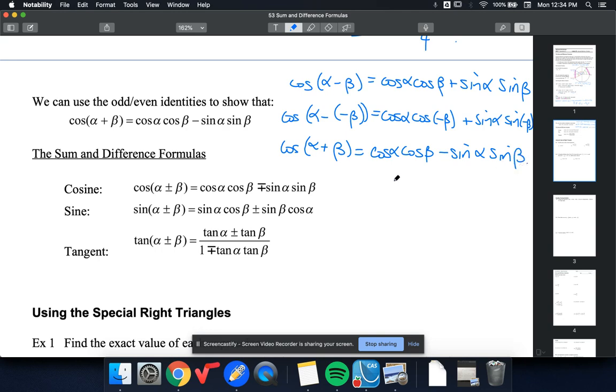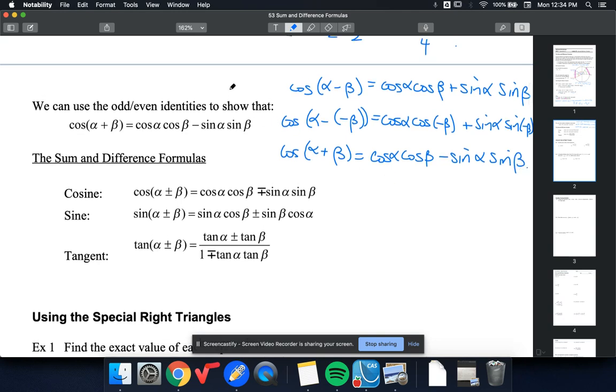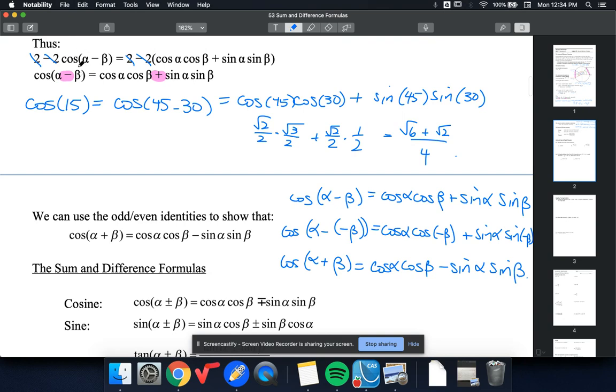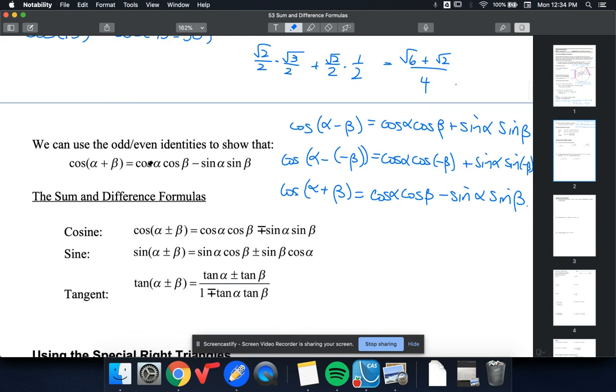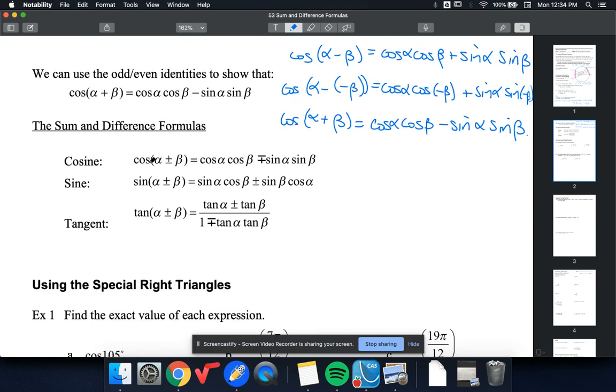We often shortcut this rule and this rule into one line, and we say cosine of alpha plus-or-minus beta is cos alpha cos beta minus-or-plus sine alpha sine beta. Notice the signs flip. When it's plus inside, it's minus between the two terms. If it's the difference, I take the sum of those two terms.